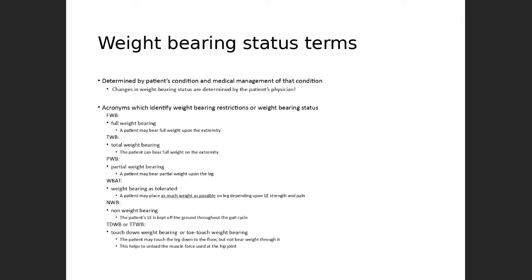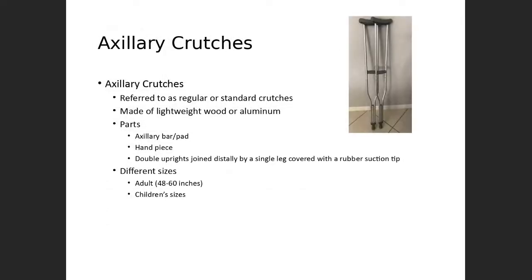In this particular unit in lab, we're going to be working on gait training using axillary crutches. Most of you, I'm sure, have seen axillary crutches. Maybe some of you have even used them yourself. Axillary crutches can also be referred to as regular or standard crutches, and they're typically made out of aluminum, although an older style used to be made out of wood.